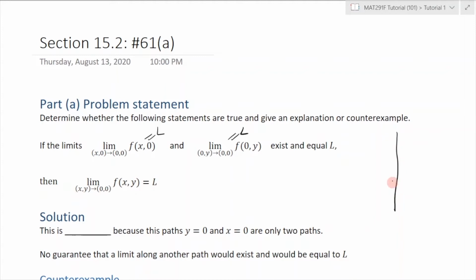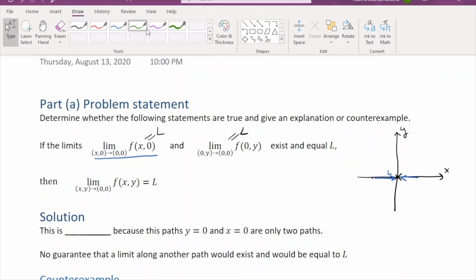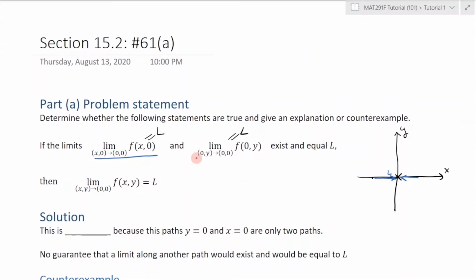Let me draw this. What this statement is saying is that if the limit of a function while we keep y equals 0, let me use some color, while y equals 0 equals L, so this approaches L, and while x is equal to 0 and y approaches 0, the limit is also equal to L, then the overall limit is equal to L.